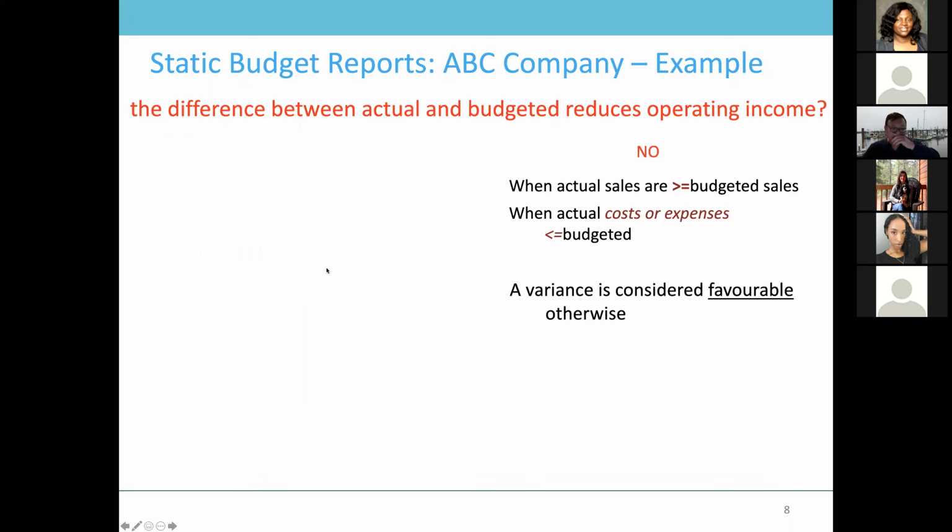Okay, and then this is the totally opposite situation, right? We are talking about the favorable difference. Favorable difference means you sell more than you hope to, right? So the actual sales is more than budget sales, or you save the money. You saved on the cost, so your actual cost expenses is lower than budgeted. You didn't spend as much as you would think. So this would be the favorable situation, okay?